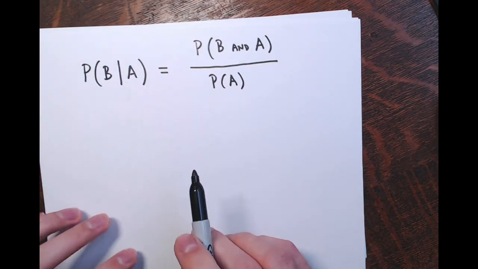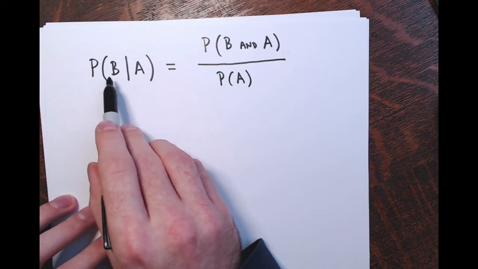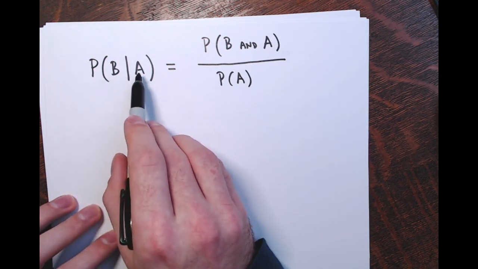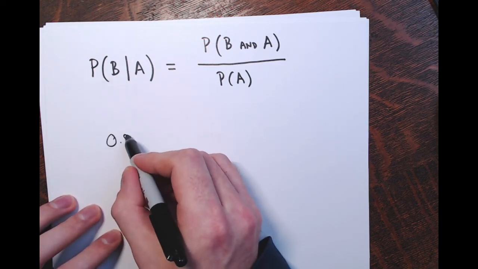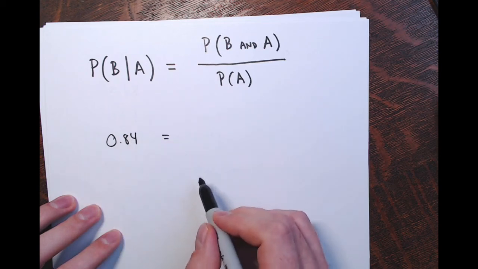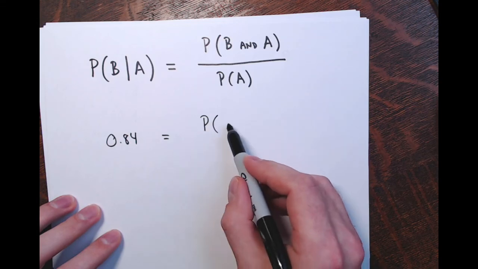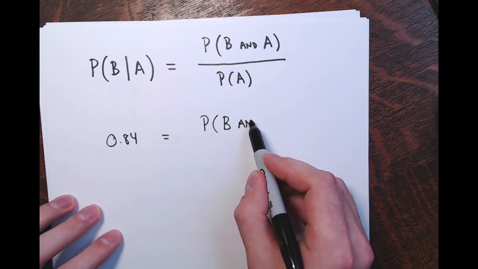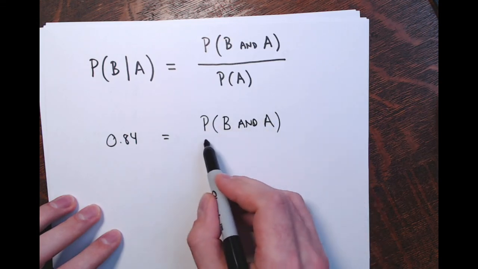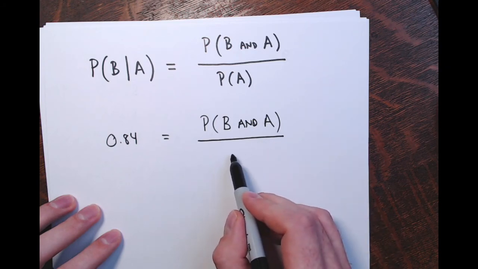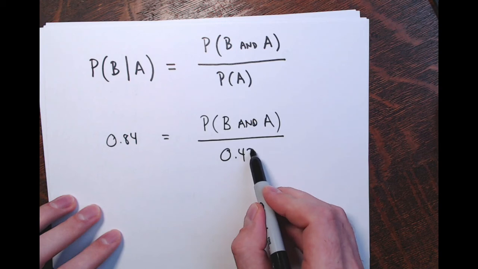And using this formula, we had this: the probability of B given A is 0.84. We're trying to find this numerator. I don't know the probability of B and A occurring at the same time, divided by the denominator over here, the probability of A, which is 0.43.